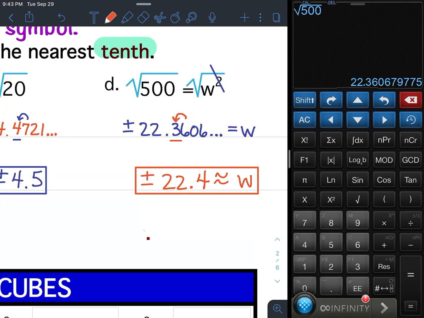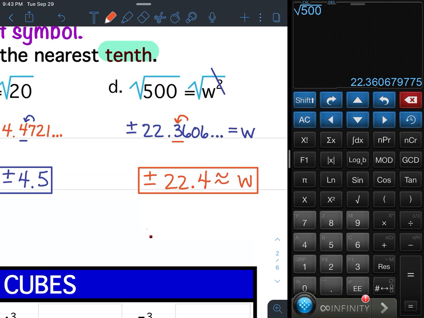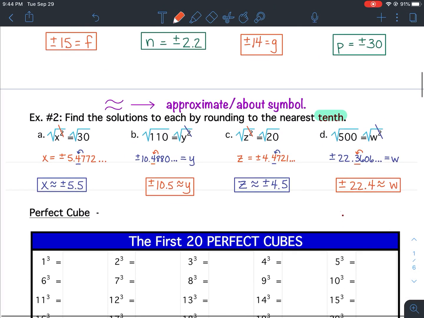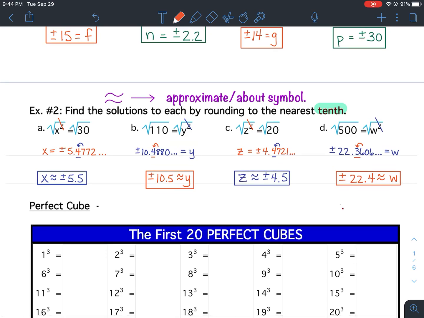Again, don't forget to use your ellipsis with the equal sign. Make sure each of your final answers has the approximate sign. And make sure you have the positive and negative in front of each one of your answers. If you have any questions on example number 2, please let me know.